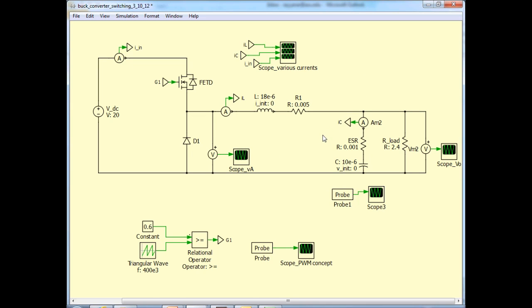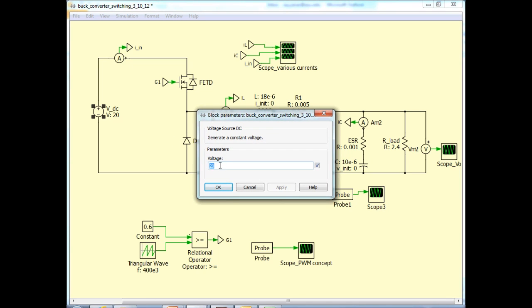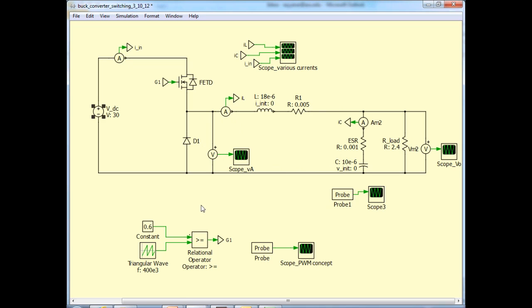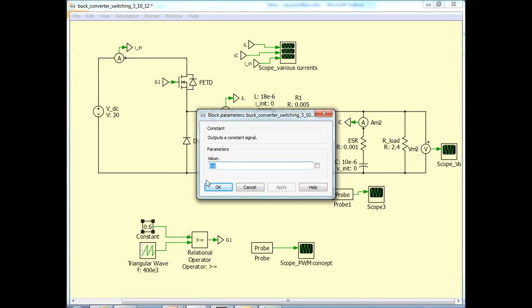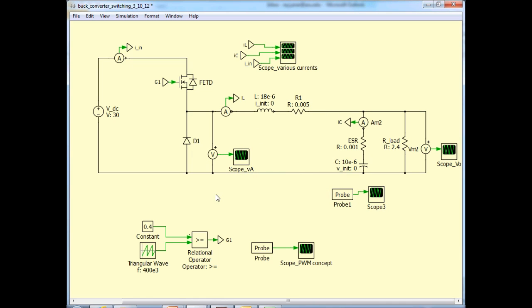Okay, so let me also simulate this corresponding to the worst case condition, which we know is the maximum input voltage. So let's go back and change the input to 30 volts instead of the 20. And again, we know that in open loop simulation, if we change the input voltage to get the same output, we need to change manually the duty ratio as well. So let us change it back to the 0.4. So now we are ready to simulate corresponding to a different capacitor design.